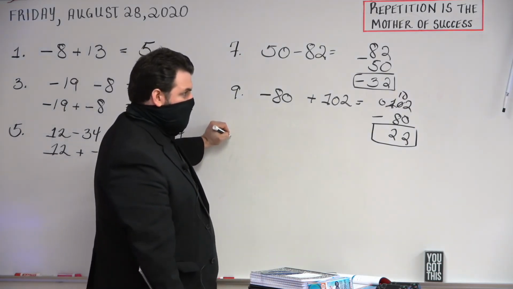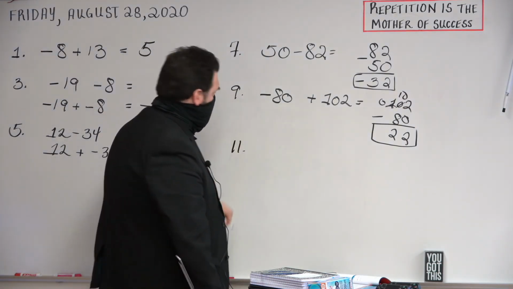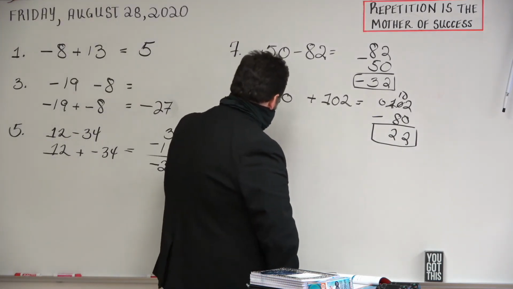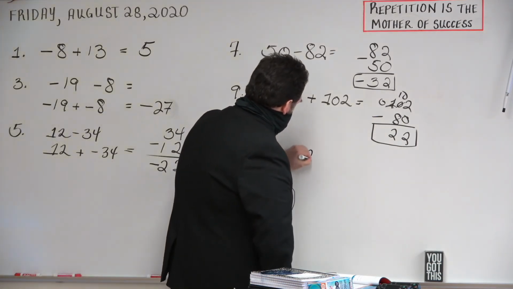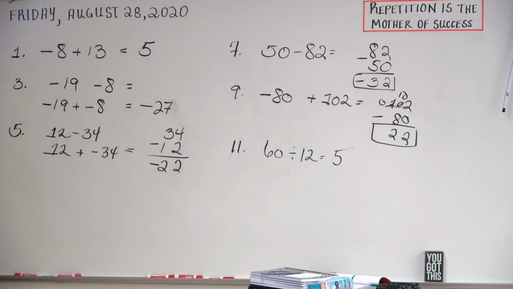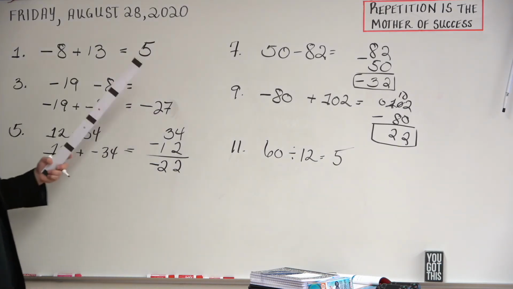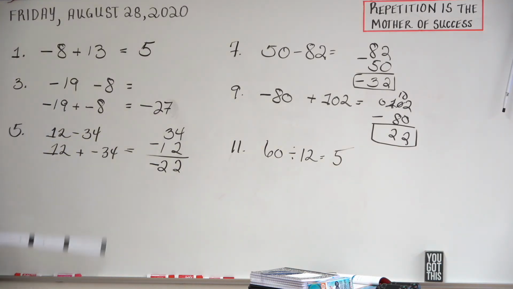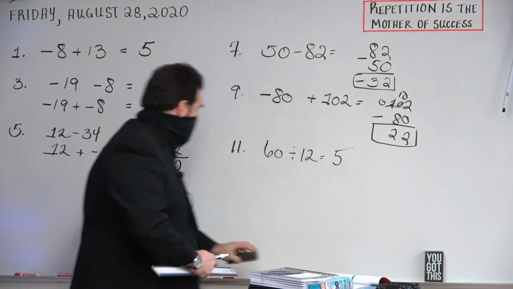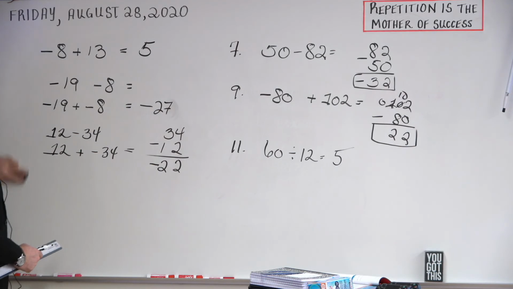Can we fit 11 here? Yeah, we can do that. 60 divided by 12. What'd you get? Correct. That's just a math fact. That's a math memorization fact. Because 5 times 12 is 60, then 60 divided by 12 is 5. All right, we're moving right along. Can I erase everything? Okay, we're going to go to number 13.